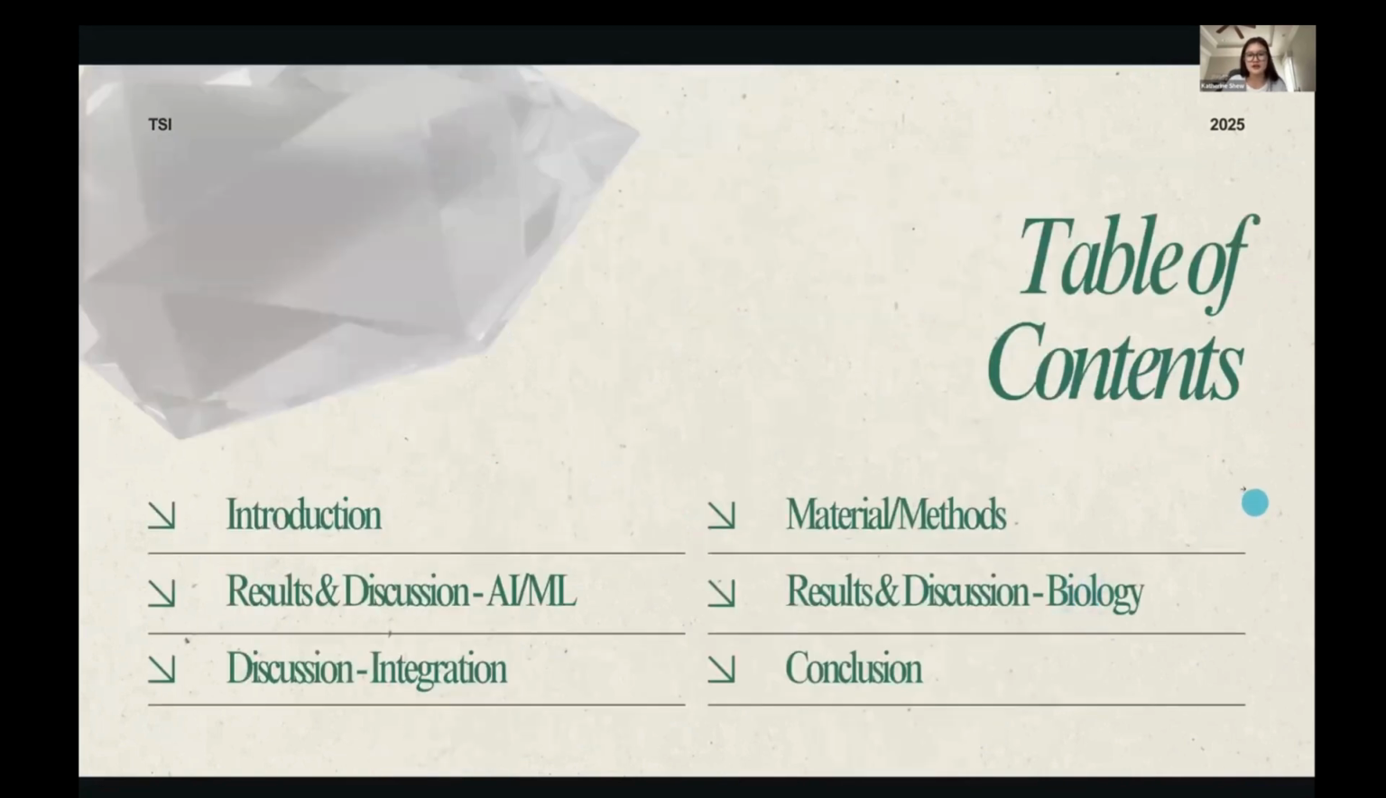So, for a brief table of contents and agenda, I'll be going over an introduction, materials and methods, results and discussion for AI and ML, results and discussion for biology, some integration talk about how we can put biology and machine learning together, and then a brief conclusion.